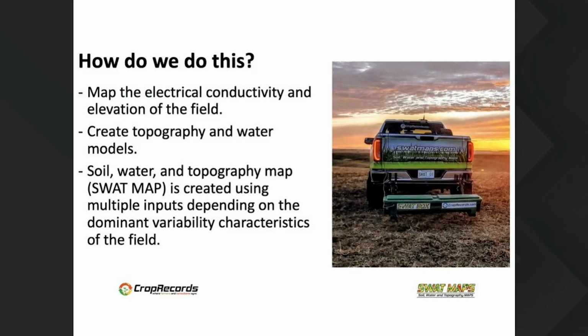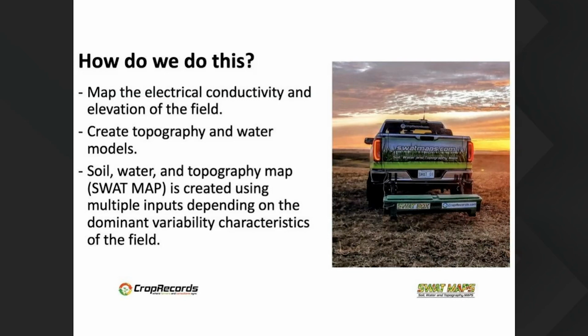So the final SWAT map can be a combination of multiple layers, where ultimately the goal is to depict the dominant variable characteristics in the field. A good example would be a field with a really quite strong texture gradient, from say a sandy loam or loamy sand all the way to a clay loam, especially if there's a little bit of salinity. EC would be a really, really important layer in that map.